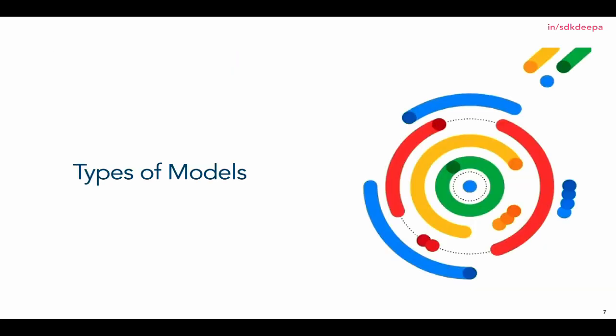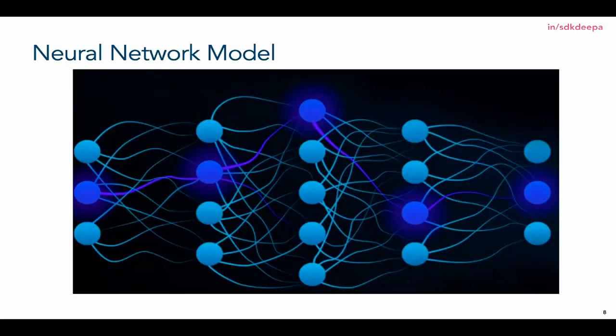There are different types of models. Different types of pre-trained models, I should say very specifically. Some of them are neural network models. Anybody heard of this? Oh, you spoke about it? OK, I just spoke about licensing.